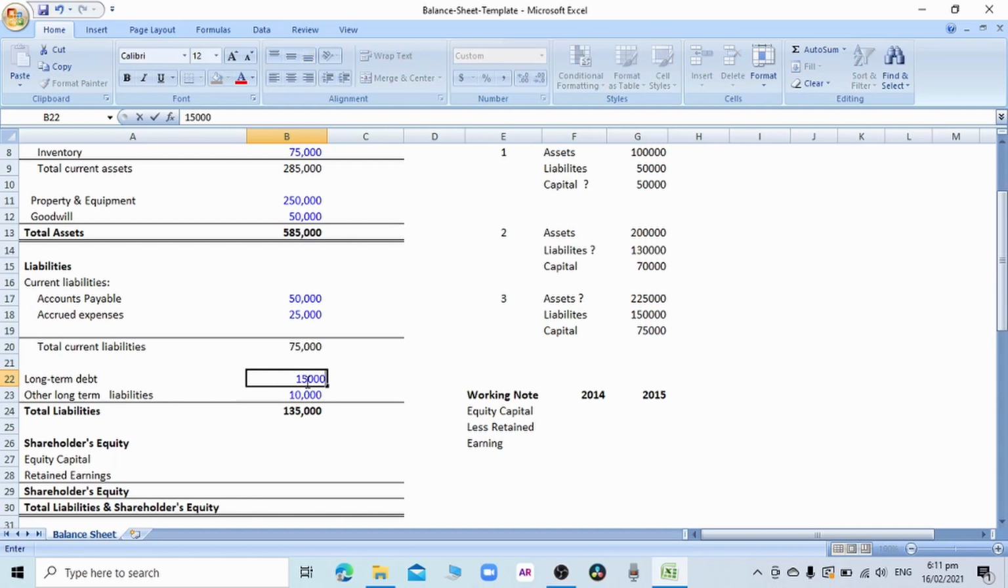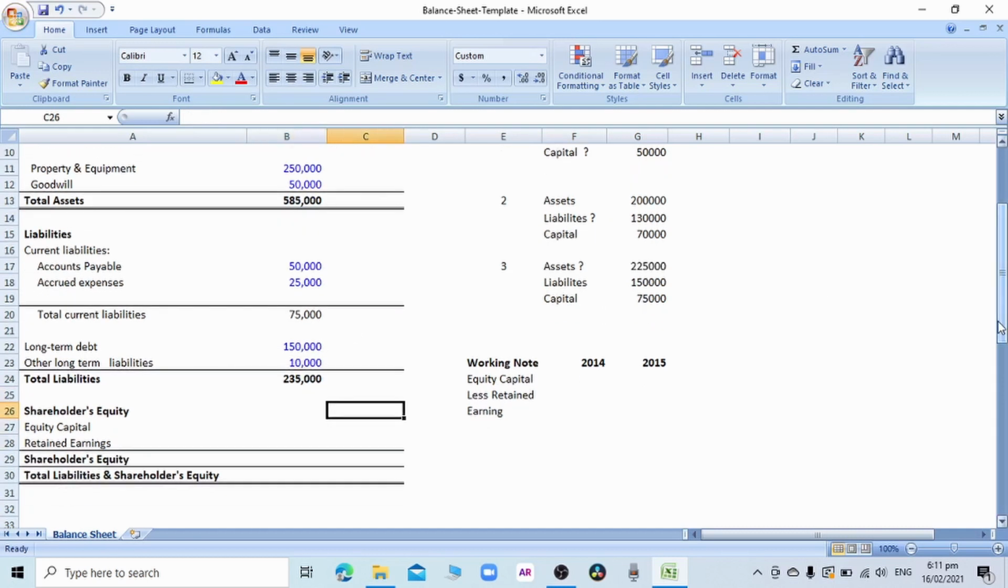You can change it with anything, that's up to you. So you had 2,000, 235,000, and your asset is $585,000, right? Then you have to calculate your capital. I can calculate it easily, because your total liability and capital, meaning shareholder funds, is always equal to the assets.